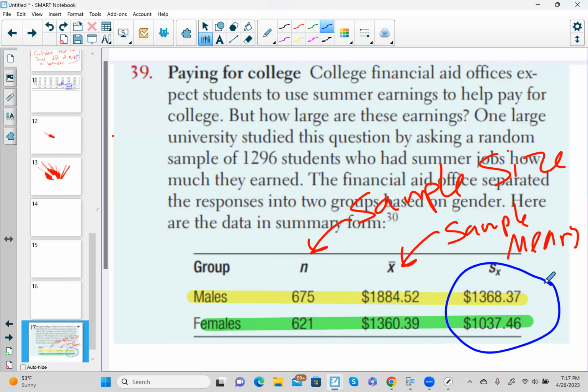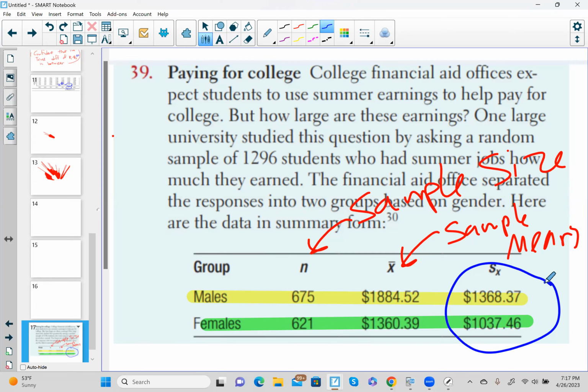So remember what standard deviation measures? It measures the typical distance that data points are from the mean. In this case, the males seem to have a bigger standard deviation, which means they had more variability in earnings. So if you were to speak to males in the study, the different answers you get would be further apart than if you spoke to females. The males also seem to have a higher average than the females.